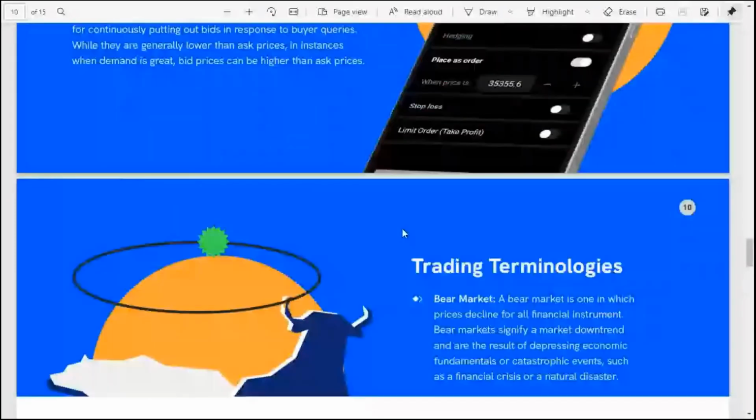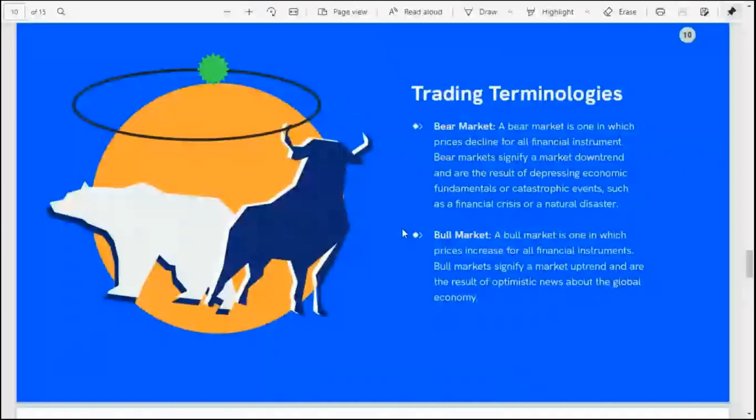Money tricks. Now, bear market, bull market. A bear market is a type of market in which prices decline for all financial instruments. It means all financial assets are just going down. When they say Bitcoin is in a bear market, like the last 3 months, Bitcoin was in a bear market. We fell from 60K to the 40K region, or 38K to be precise. We fell more than 50% of the initial price of Bitcoin. So that was a bear market right there.